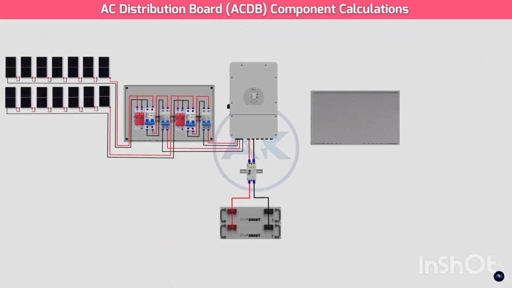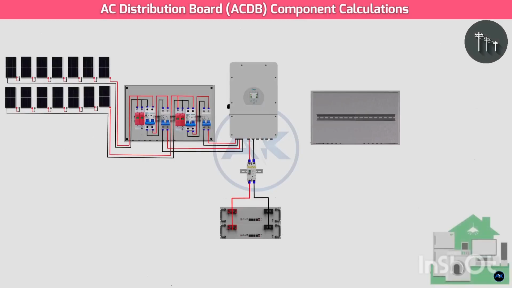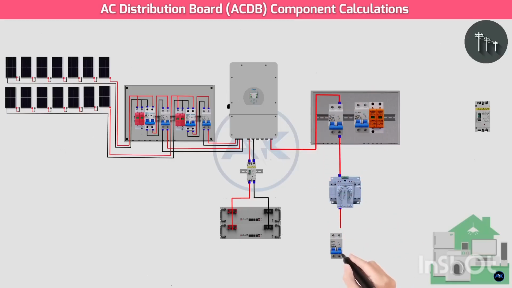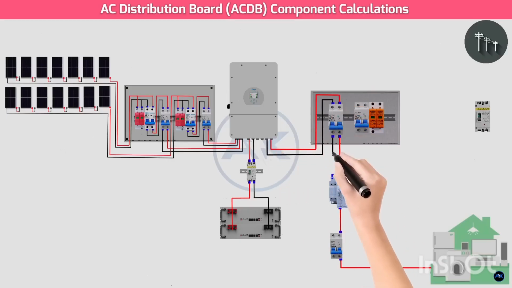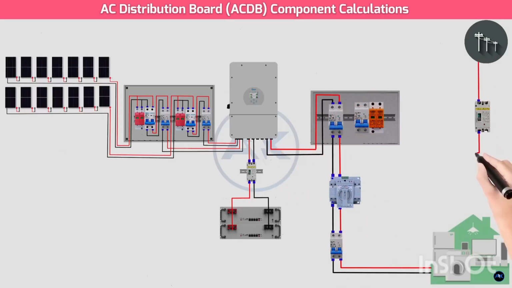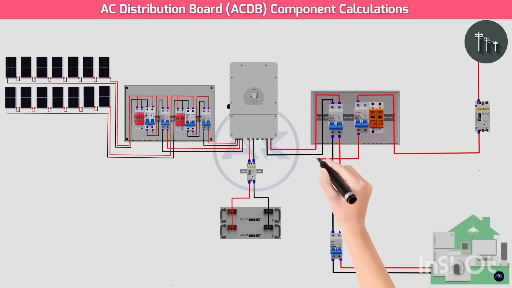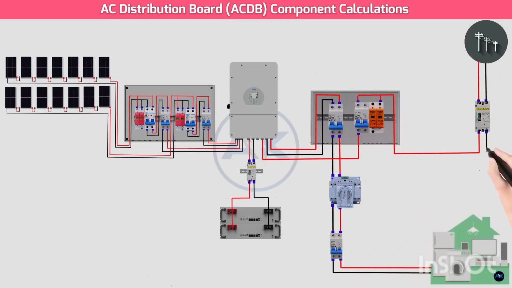Okay, let's calculate the components for the AC distribution board, ACDB, for your 8 kW hybrid solar power system. This includes the AC-SPD, AC-MCB for the inverter output, the main AC isolator, and the MCB for the loads. To perform these calculations, we'll use the inverter's AC output power and the standard AC voltage for a residential system in Jeddah, Saudi Arabia, which is typically 230 volts AC, single phase.